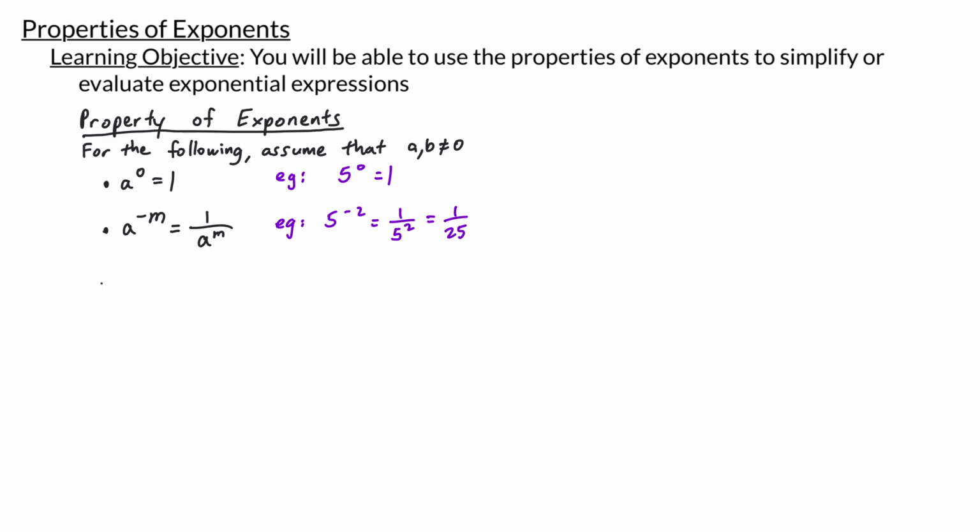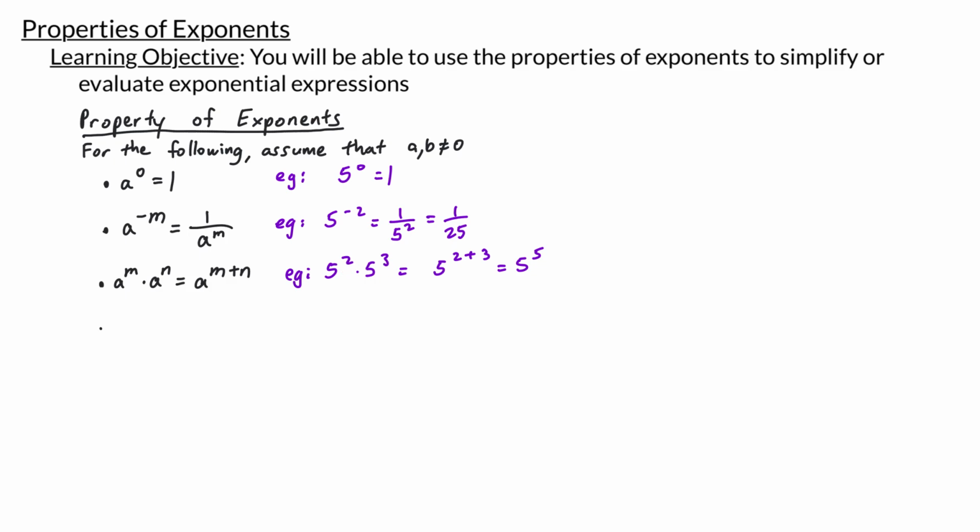Our next property says that if we have a to the power of m and we multiply it to a to the power of n, then we can combine these exponential expressions together to get a to the power of m plus n. For example, if I have 5 squared times 5 cubed, this is going to be 5 to the power of 2 plus 3, or 5 to the 5th power. This is because we have 2 copies of 5s here and 3 copies of 5s here, so if we count all the 5s we have together, there's 2 plus 3 copies of them.